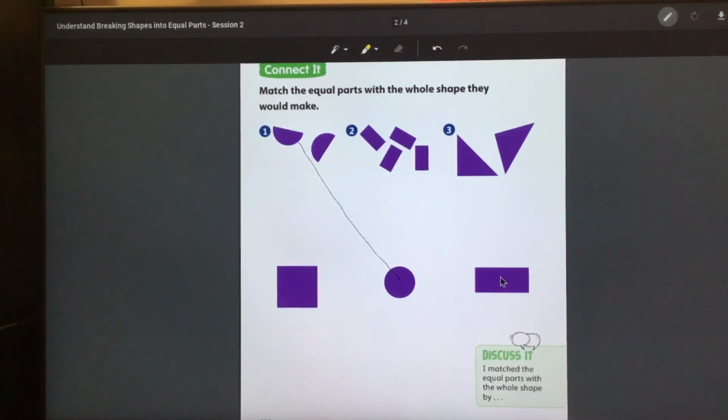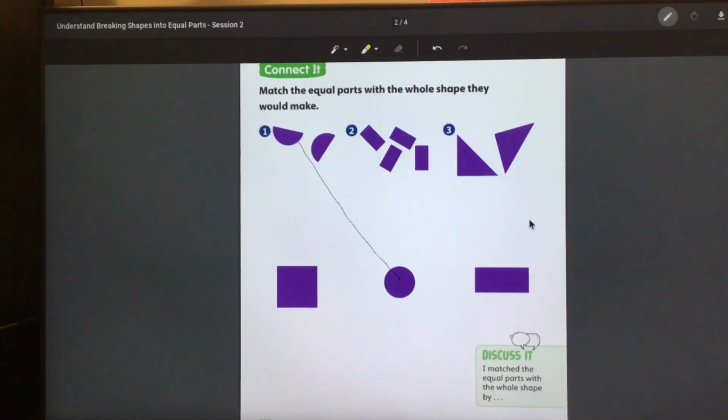Before you think of your answer, look at number 3. You have 2 triangles. If you put those 2 triangles together, what whole shape is that going to make? Is it going to make the square or the rectangle? If you can't figure it out, you're going to have to turn the triangle in your mind so that the flat part would go here and the pointy part would go out. I know it's hard to envision.